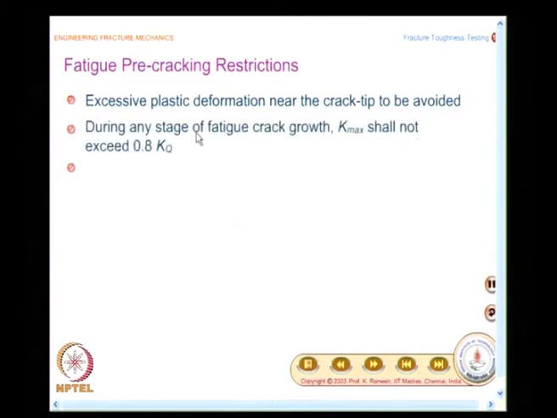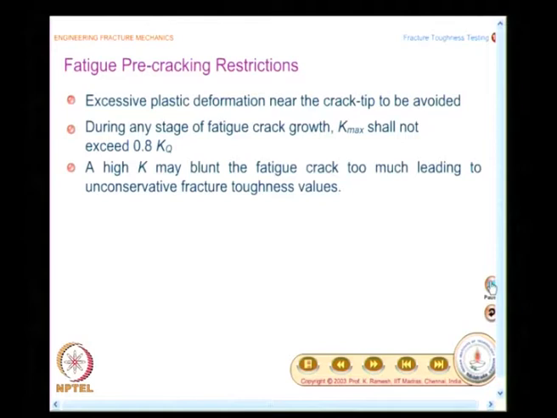During any stage of fatigue crack growth, K max shall not exceed 0.8 times Kq. We have already seen Kq is the candidate fracture toughness. The reason is a high value of K may blunt the fatigue crack too much, leading to unconservative fracture toughness values.